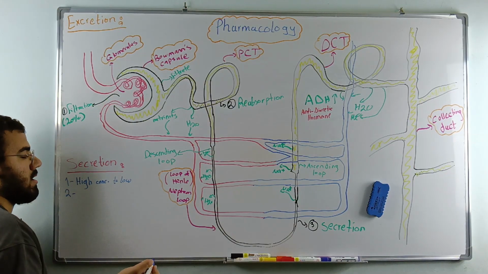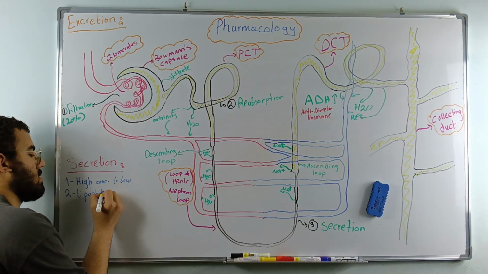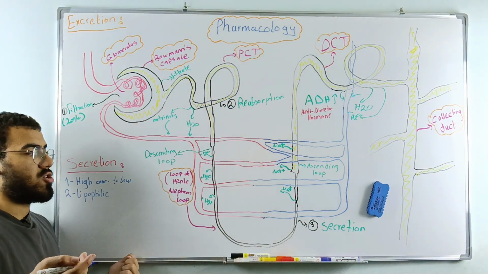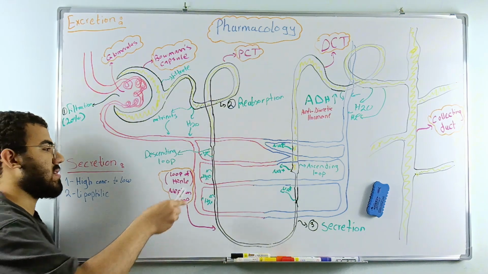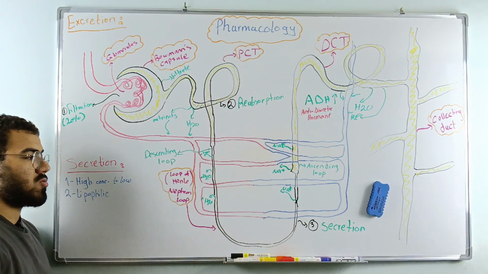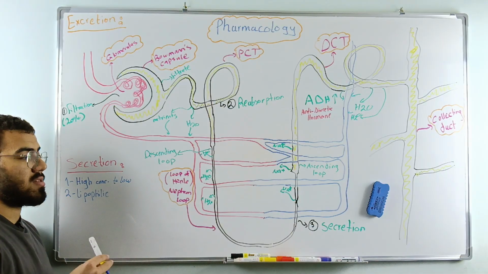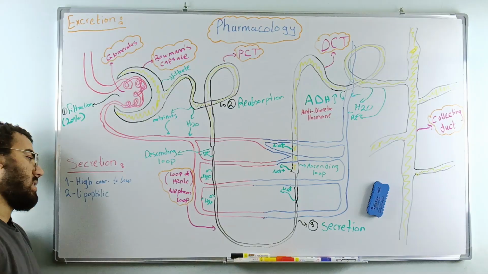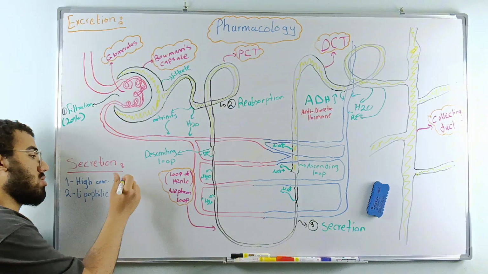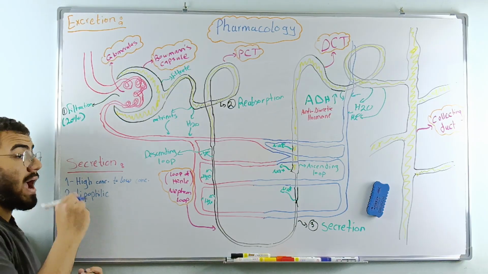And in order for them to do that, they need to be lipophilic. Why lipophilic? Because of the same concept that we repeat over and over again: the concentration of lipophilic drugs will be higher in the blood vessels than in the tubules of the kidney. So lipophilic drugs will get secreted inside the tubules more easily because they're traveling from a higher concentration to a lower concentration. So this is regarding secretion. They'll get secreted more easily than the drugs that are hydrophilic.